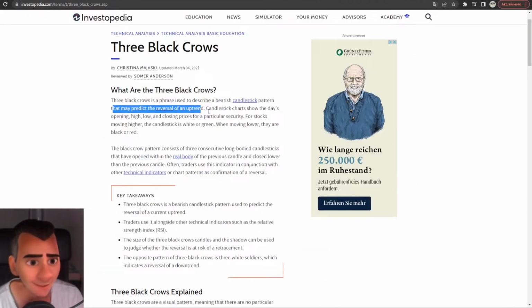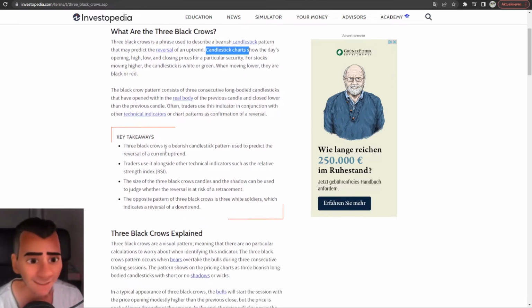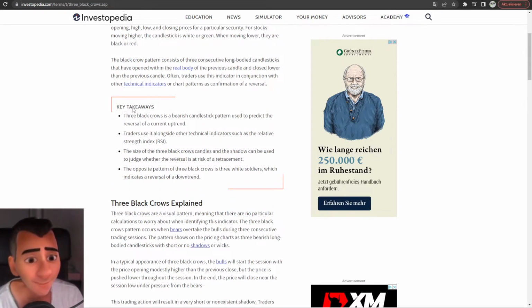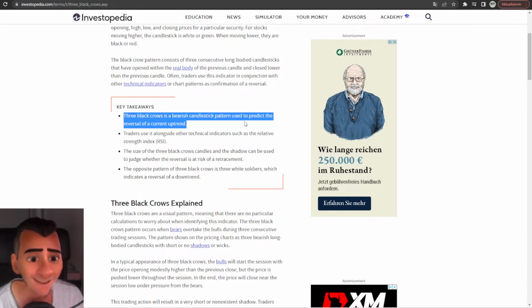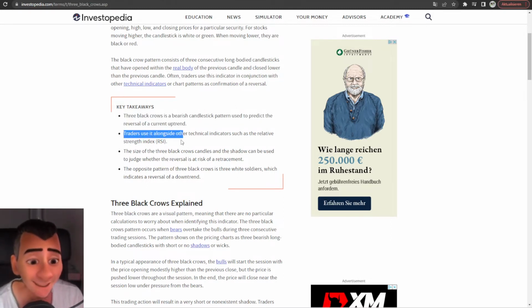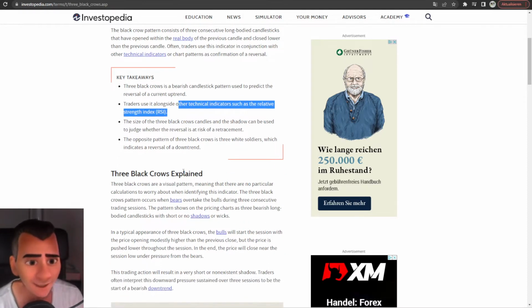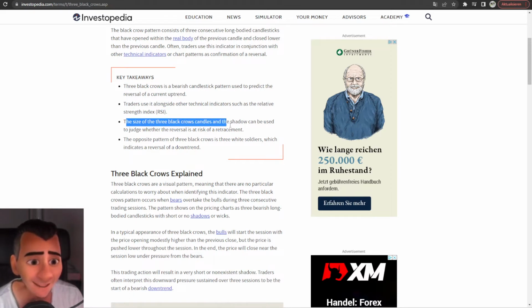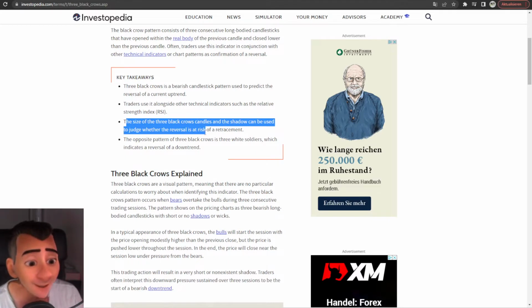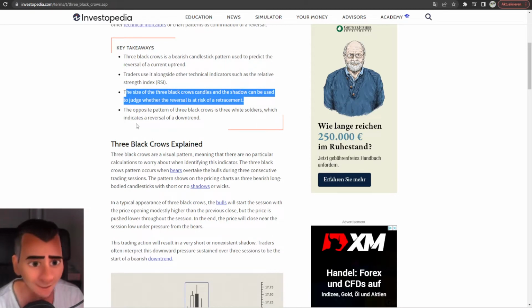So back to the three black crows. Candlestick charts show the day opening, high, low. You know what candlestick charts are showing us. The really important stuff is the three black crows is a bearish candlestick pattern used to predict the reversal of a current uptrend. Traders use it alongside other technical indicators such as the relative strength index. The size of the three black crows candles and the shadow can be used to judge whether the reversal is at risk of a retracement. Really important, sorry for my bad English.